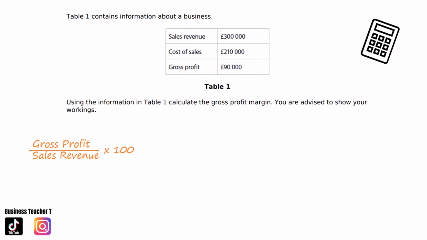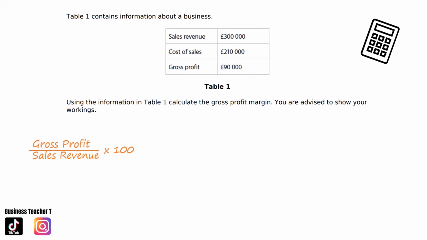Table 1 contains information about a business. Using the information in Table 1, calculate the gross profit margin. You are advised to show your workings. So another gross profit margin question. Got the formula there. Always good to put down the formula. Gross profit divided by sales revenue times by 100.